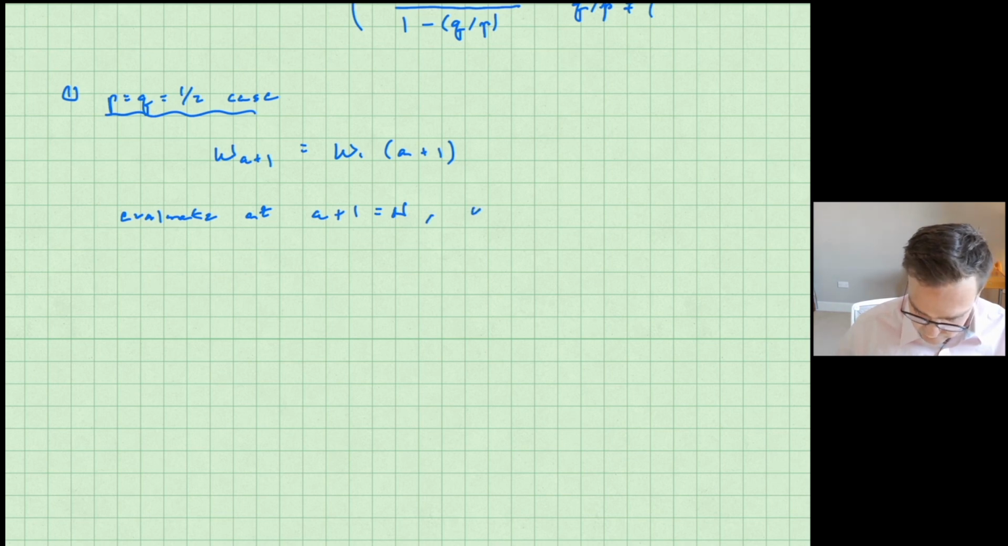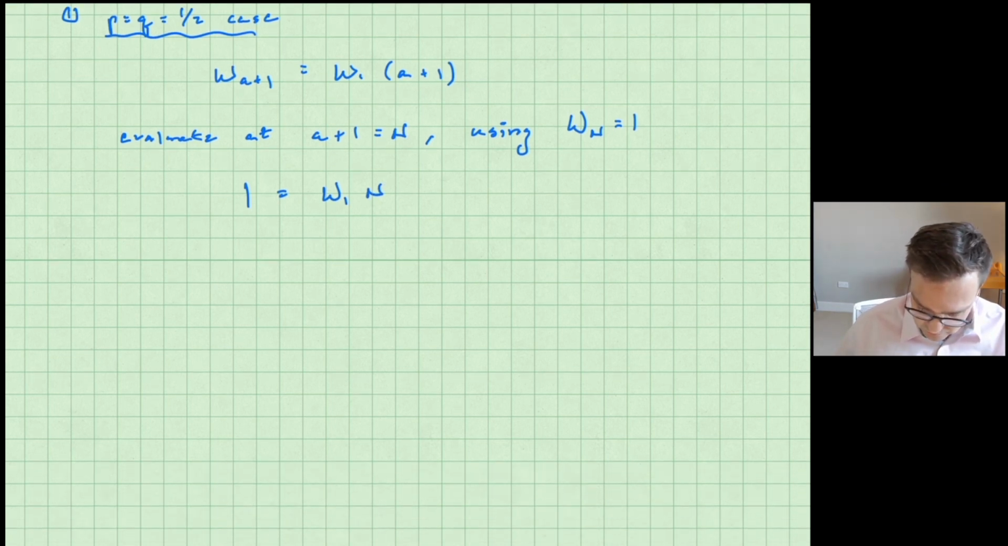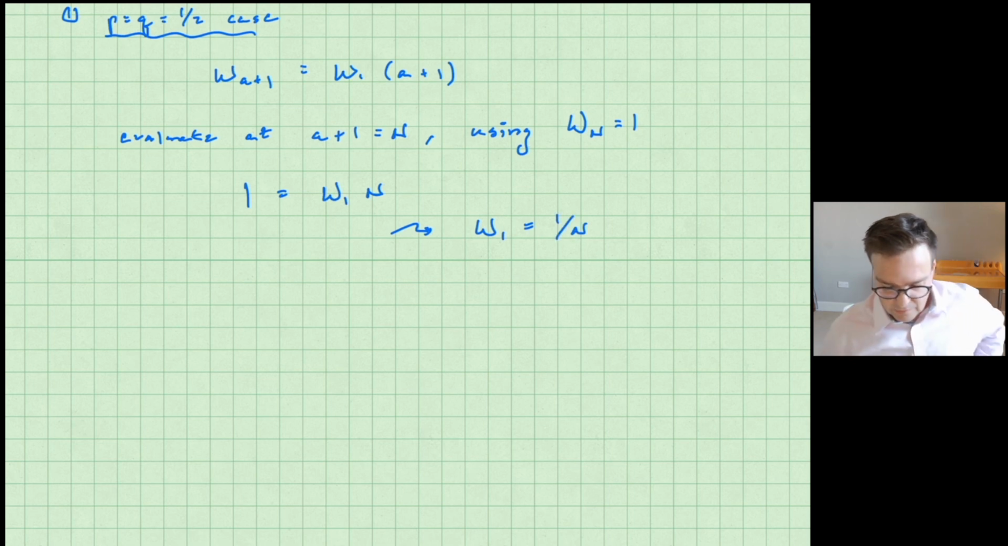So using W sub n is equal to 1, I've got 1 is equal to W sub 1 times n, where A plus 1 is equal to capital N. That was the condition that we just enforced. And so this gives us W1 is 1 over n.